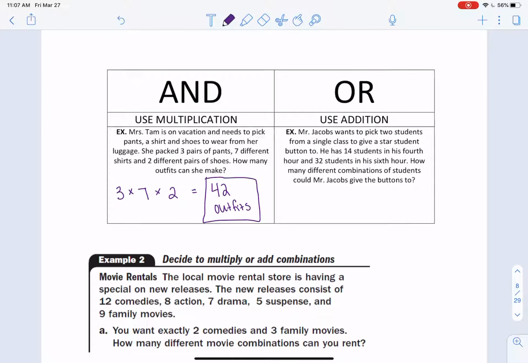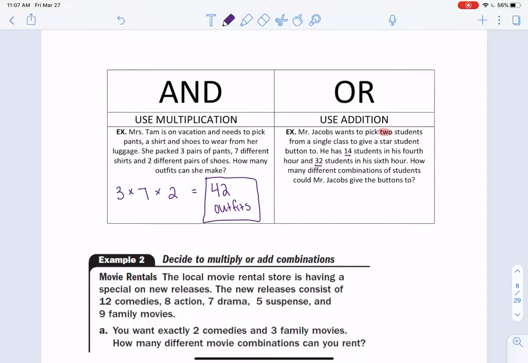Okay, so now when to use addition. Mr. Jacobs wants to pick 2 students from a single class to give a star student button to. He has 14 students in his 4th hour and 32 students in his 6th hour.